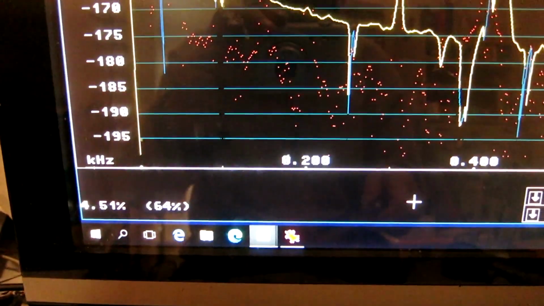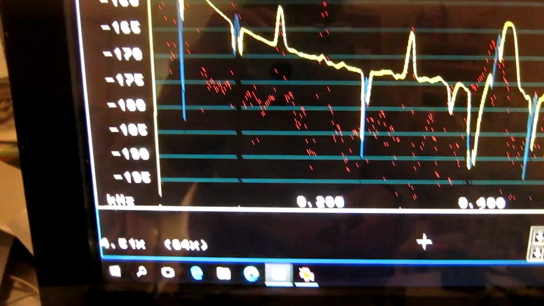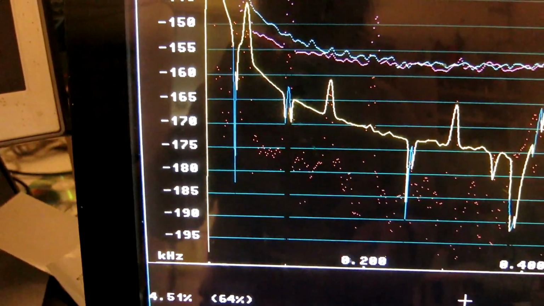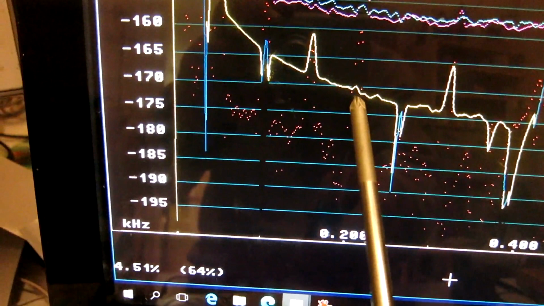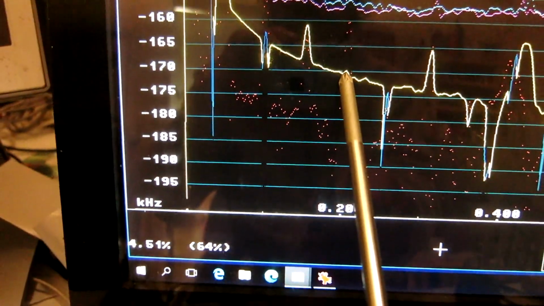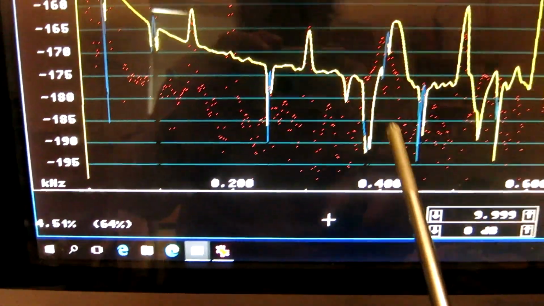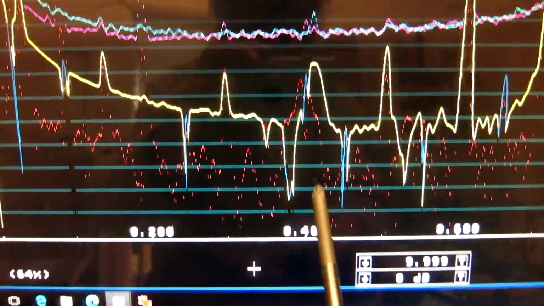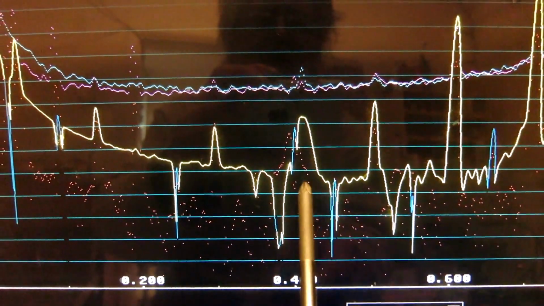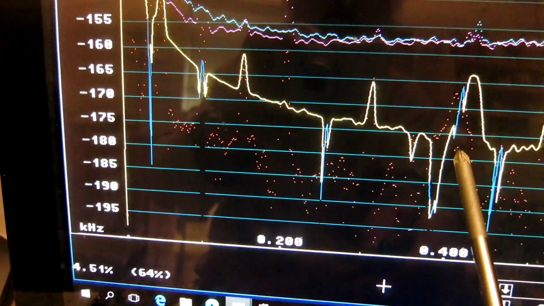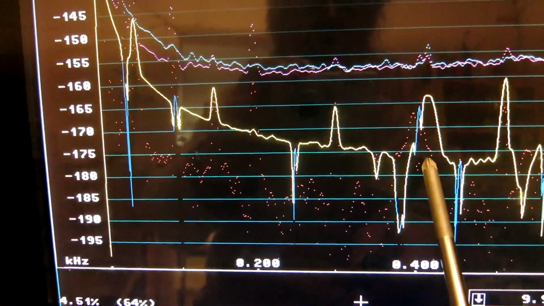I have changed parameters so I can see a wider frequency range. Here is 200 Hertz and the level about minus 170. 400 Hertz. There are spurs, but it is around here. That is minus 177 or so.